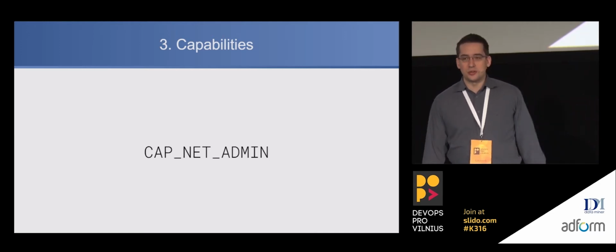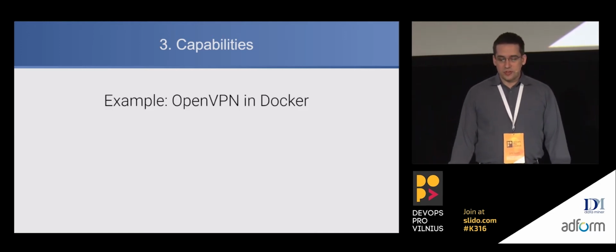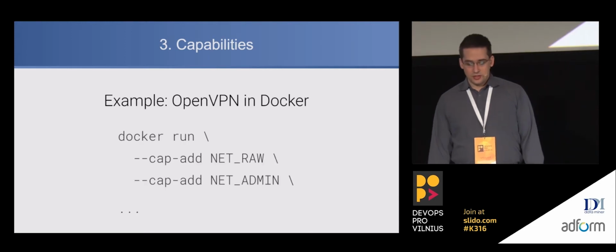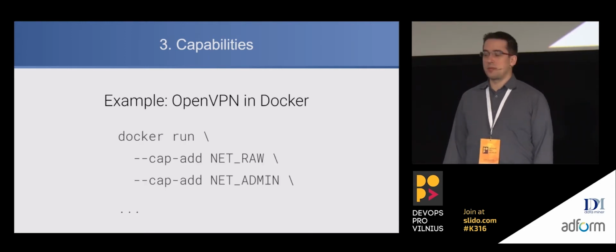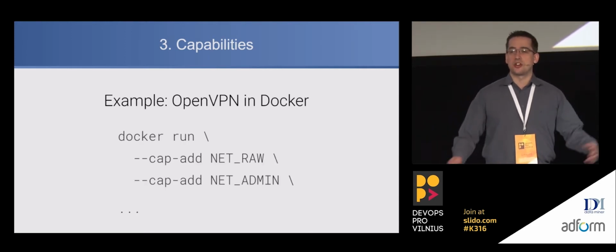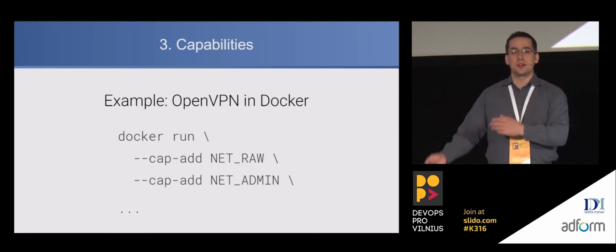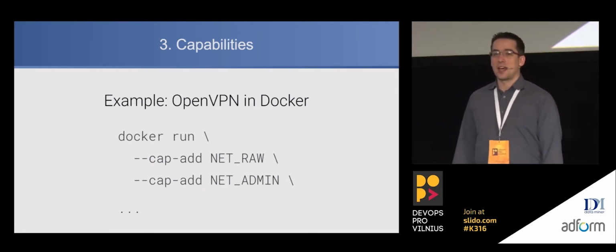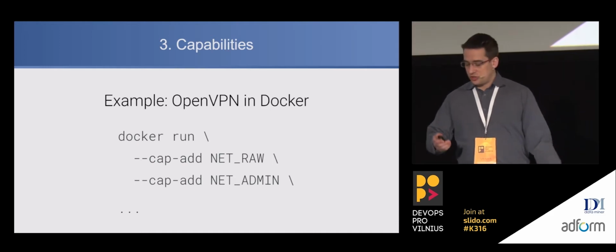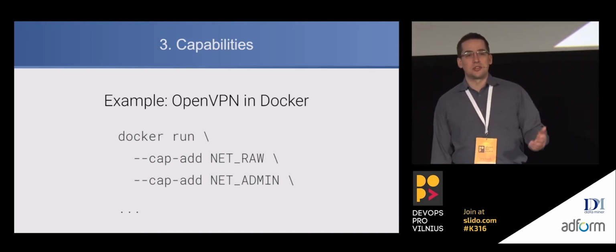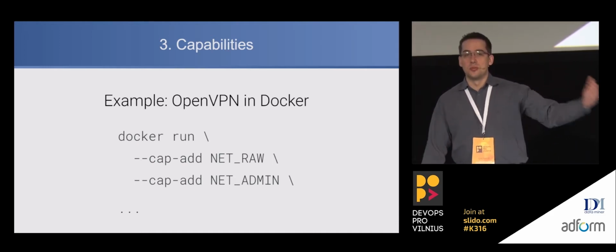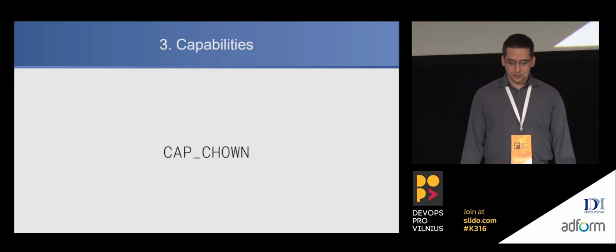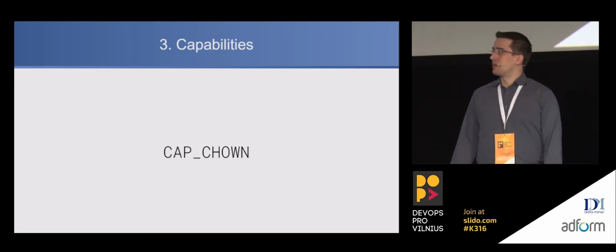So if you want to, for example, run OpenVPN in Docker, you need to add these two capabilities, which basically makes the Docker container have these, even though it's not supposed to have them, because CAP_NET_ADMIN allows the process running inside the Docker container to change around the network interfaces, and normally you don't want that. So there's a bunch of other capabilities.